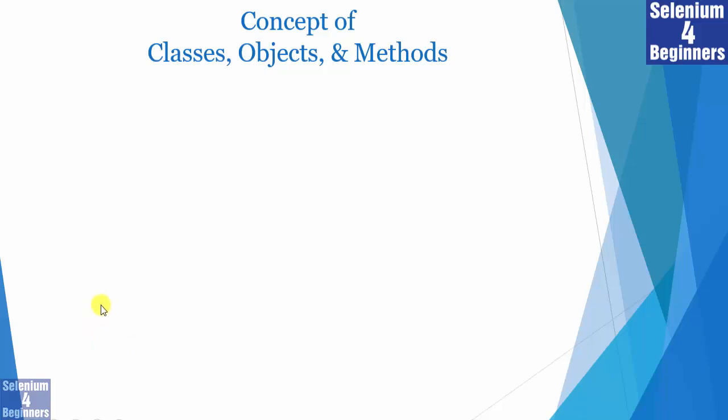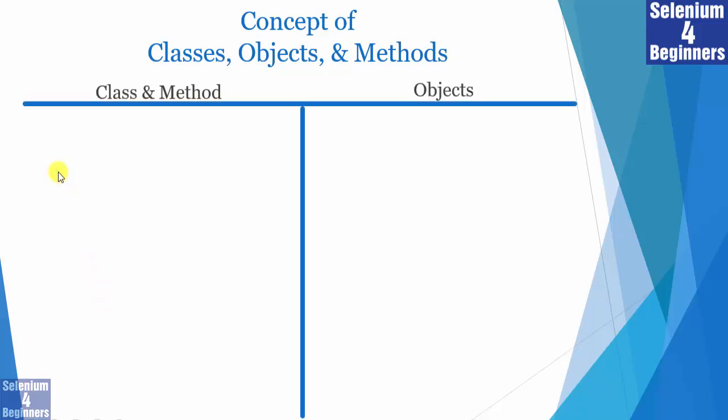Let's take another look at the same concept of classes, objects, and methods, but in a different way. On the left side, we have a class and a method. On the right side, we have objects. Know what? I am going to bypass discussing classes, objects, and methods in this presentation slide, but discuss them later in our demo.